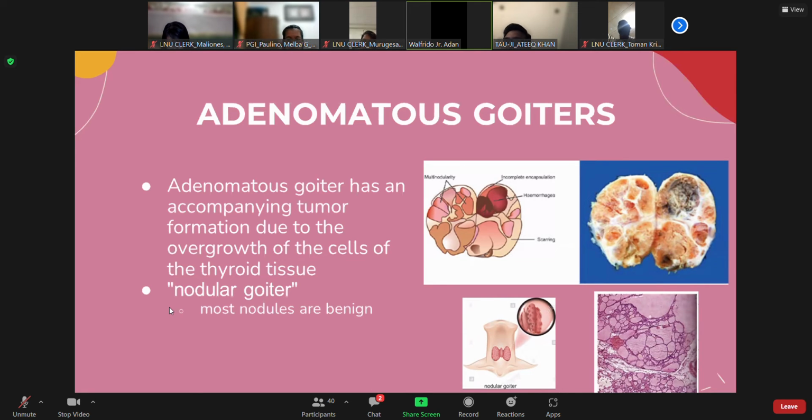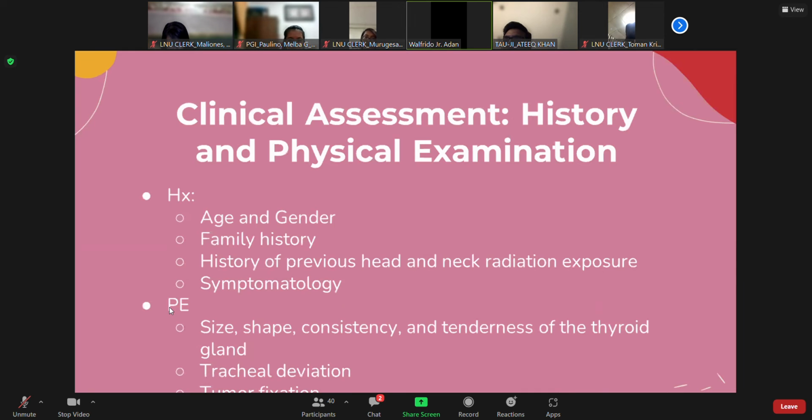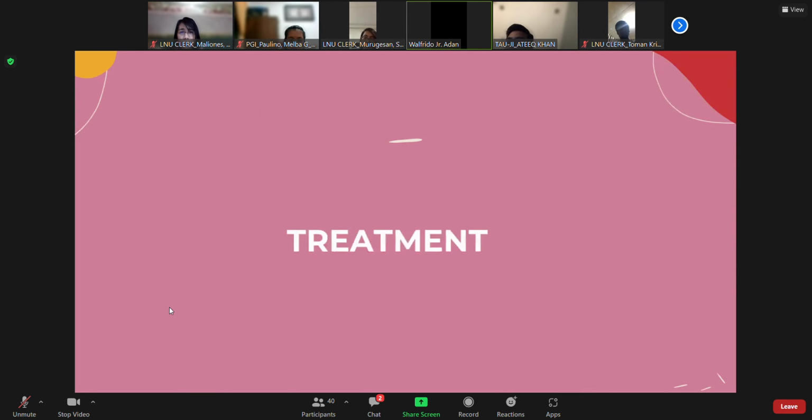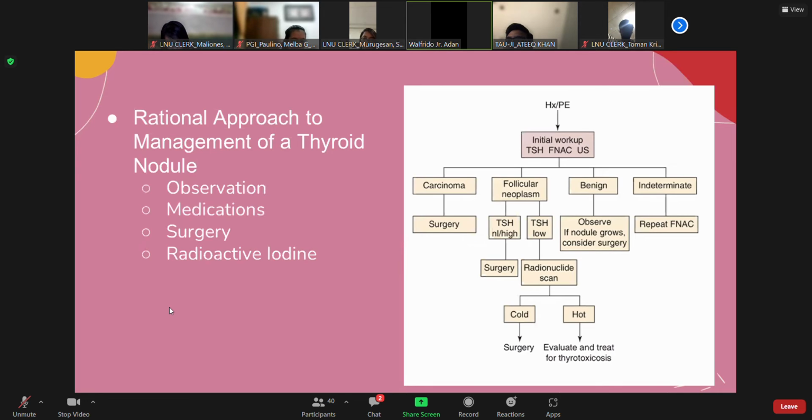May I have the second one, the last one to report, for the management? Yes, sir. Okay, Doctora, what is your source for this approach to the management of the thyroid nodule? Where did you get this? Cummings Otolaryngology. Very good.